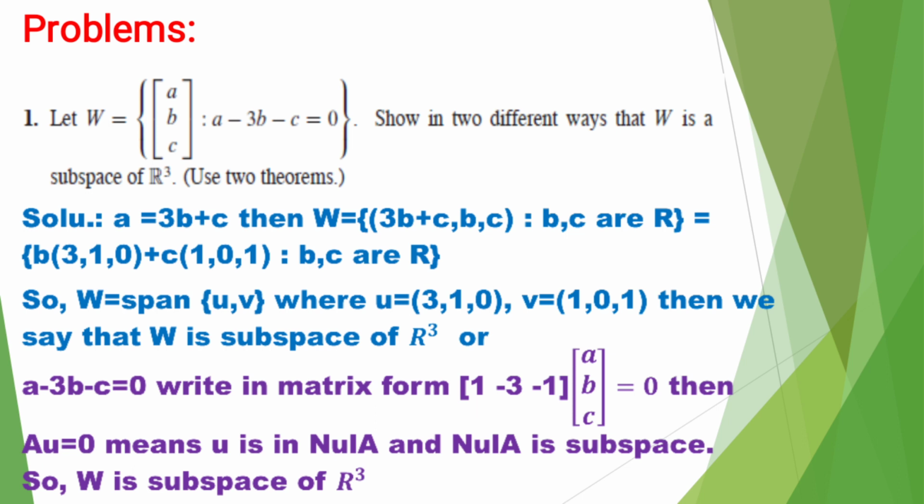The given equation A minus 3B minus C equals 0, we write in matrix form. The form is (1, minus 3, minus 1) times (A, B, C) equals 0 bar. Here it is AU equals 0 bar. So we say that (A, B, C) is an element of null A, and we know null A is a subspace. Therefore W is a subspace of R3.